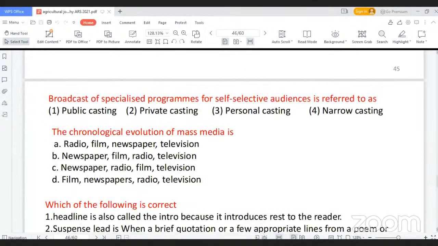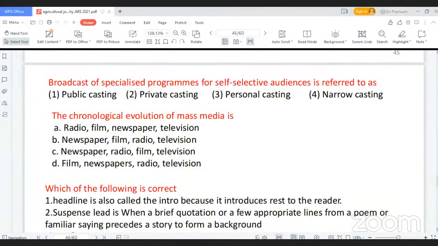The chronological evolution of mass media: newspaper, radio, film, and television. Newspaper before 1800, newspaper during 1700 something, radio during 1980 something, Marconi developed it. Then film, then television.